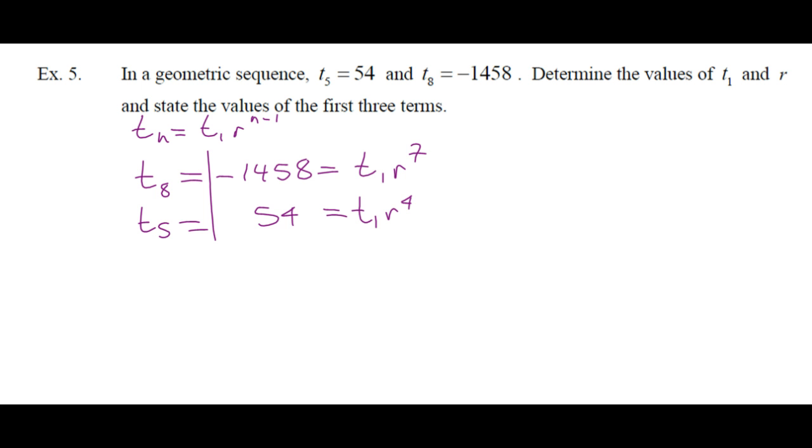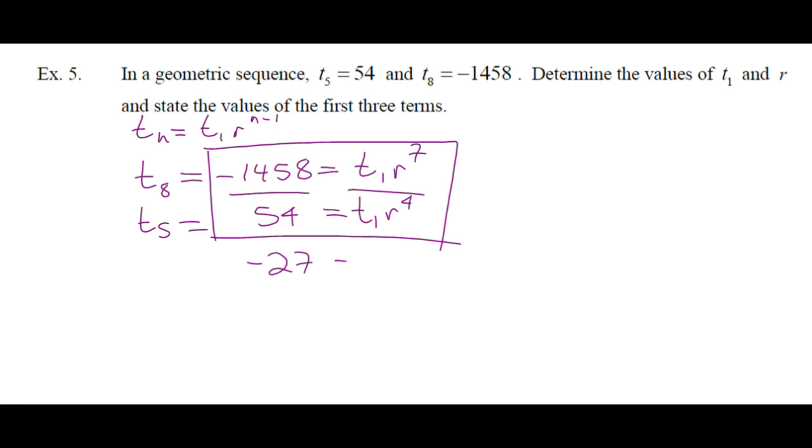So what we're going to do to solve this is take this, and it's kind of like a system, but the way we solve this is we're going to divide this and divide this. So what's negative 1458 divided by 54? It's got to be negative 27, right? It's the only possible answer. But work it out, is it? Yeah, okay. It's negative 27.